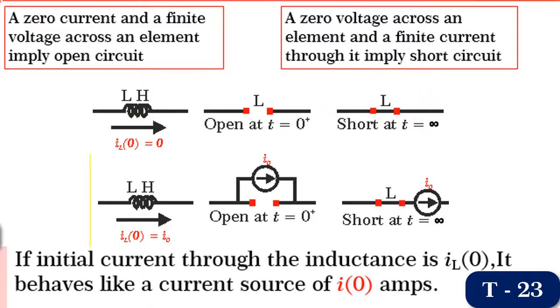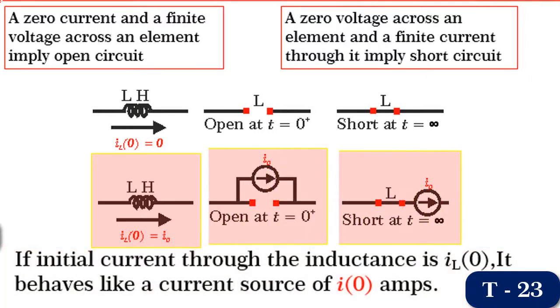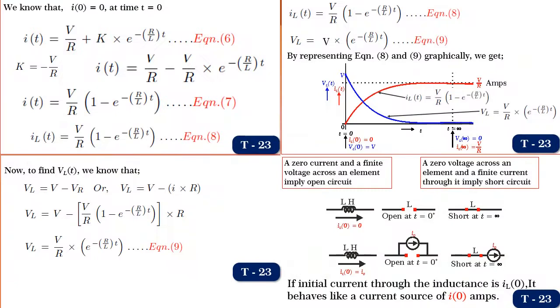On the other hand, if there is an initial current flowing through the inductance, I naught, before switching, then it acts as a current source as shown, both at t equal to 0 and at t equal to infinity. Hope you have understood this.